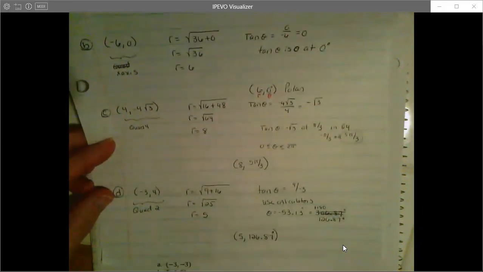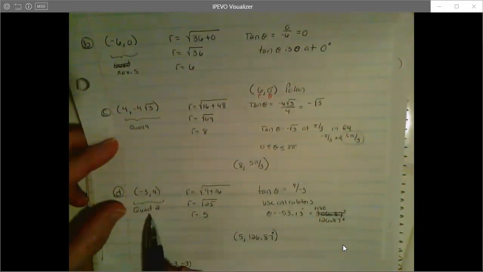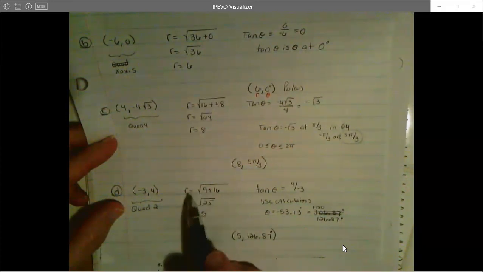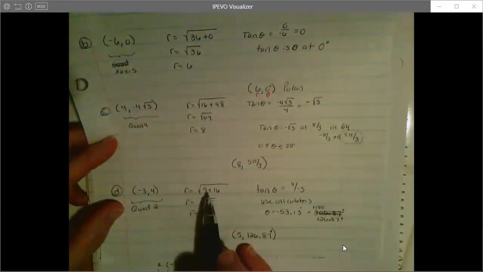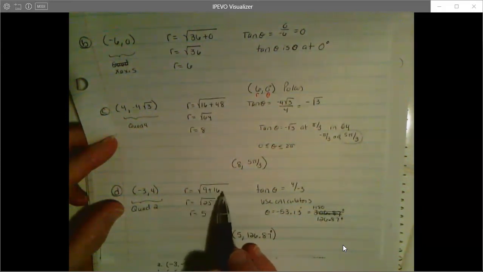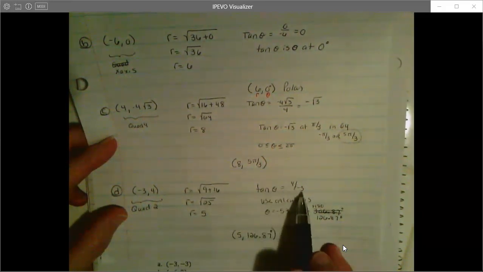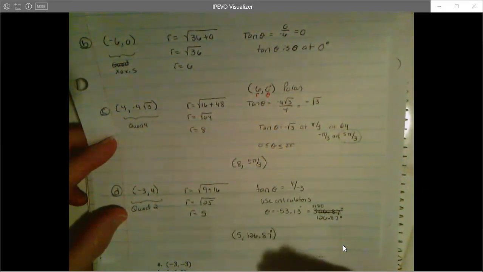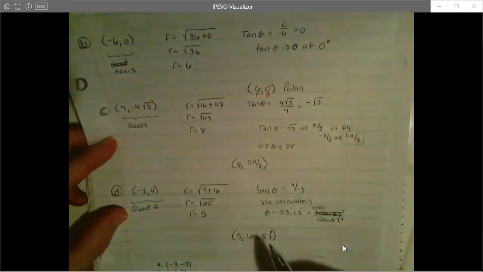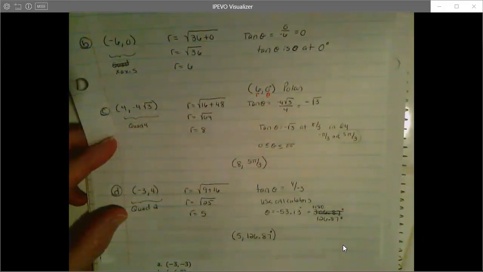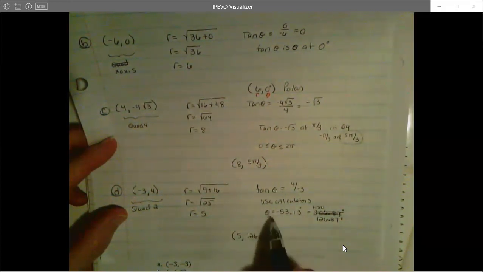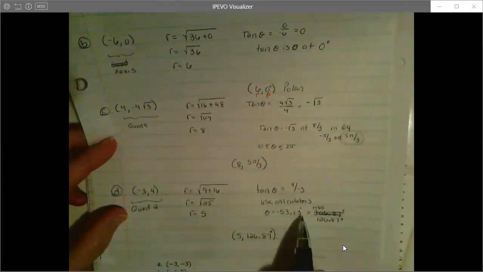Another one. (-3, 4) is in quadrant 2. So r equals the Pythagorean theorem, x squared plus y squared, which is 5. Theta is 4 over -3. So we have to use our calculator this time. We do second inverse tan, and we're going to come up with theta is -53.13.